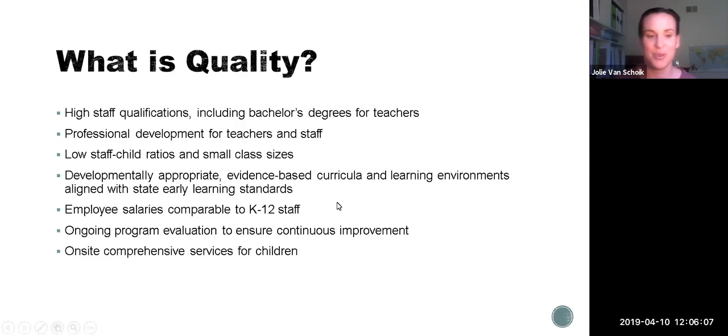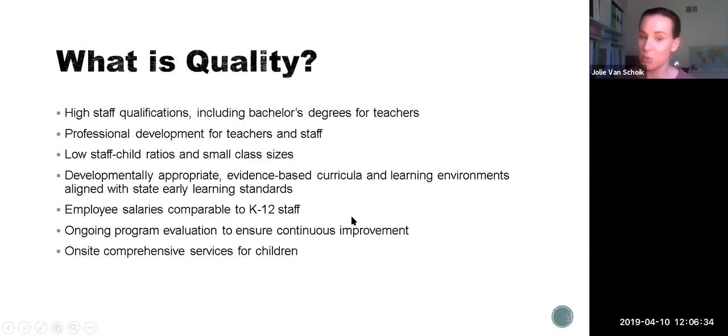Employee salaries are comparable to K-12 because once again, if you have a bachelor's degree or like me, I've taught in classrooms with a master's degree, but I'm not getting anywhere near what K through 12 staff is actually making, nor the benefits either. So that is my little advocacy point, that if we are expected to have a very high knowledge ability to work with young children, then we need to have salaries that are comparable.